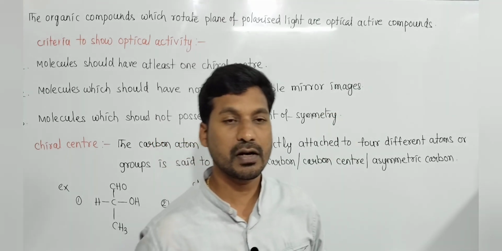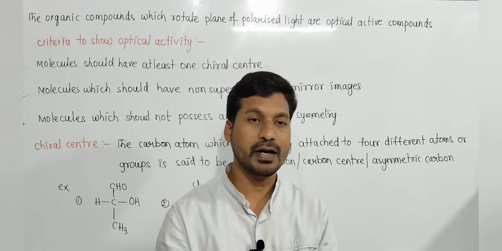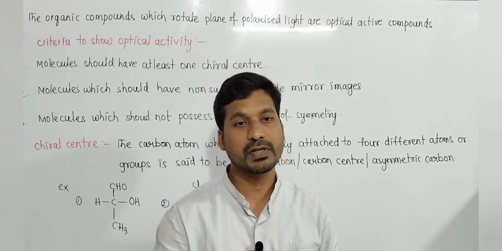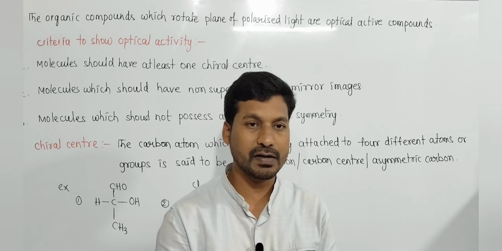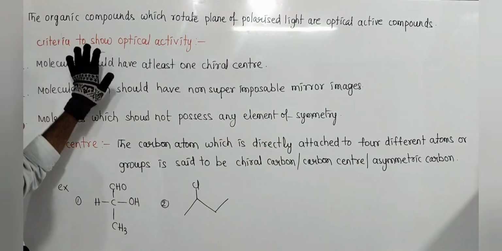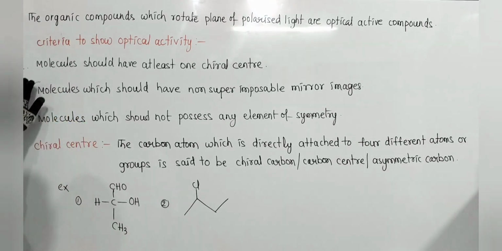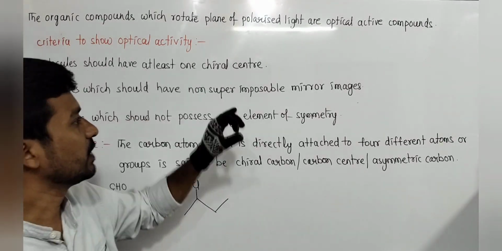Which molecules can rotate plane polarized light? Or which molecules show optical isomerism? Or which compounds are optically active? To show optical activity, compounds must have the following character. What is the criteria to show optical activity? The molecule should have at least one chiral center.